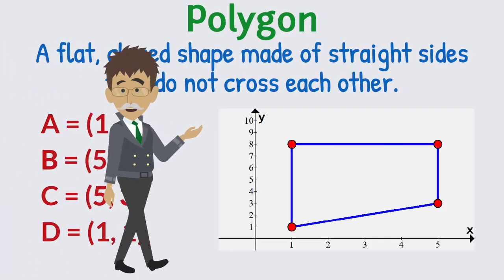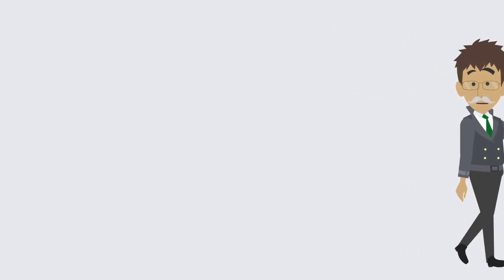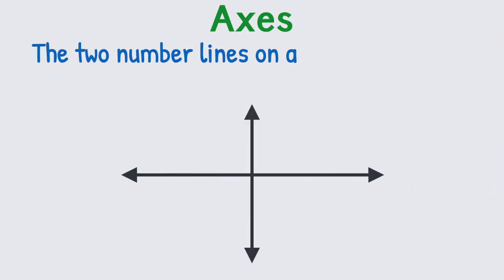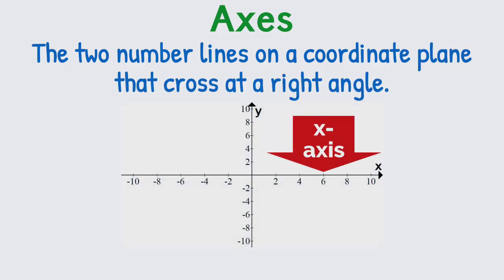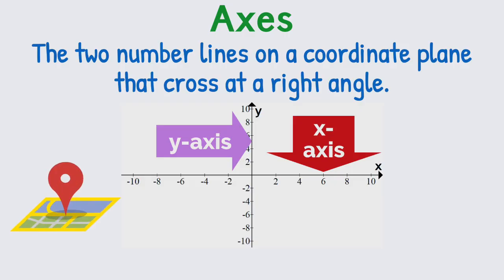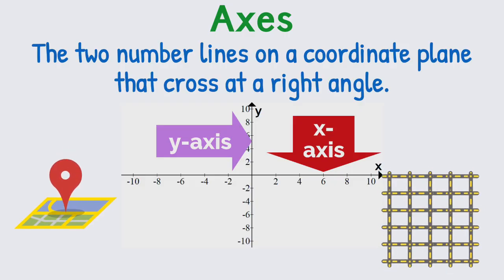Now let's build the coordinate plane from the ground up. Axes. The two number lines on a coordinate plane that cross at a right angle. The horizontal line is called the x-axis, and the vertical line is called the y-axis. Think of the axes as the framework of the coordinate plane, like the streets of a perfectly organized city grid running east-west and north-south.